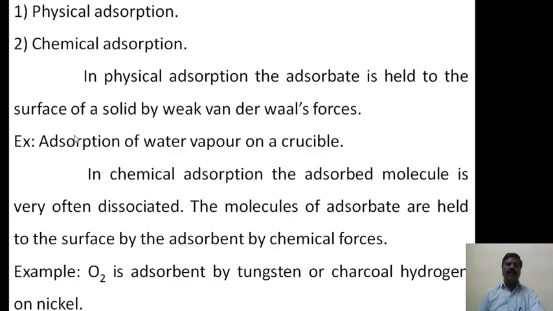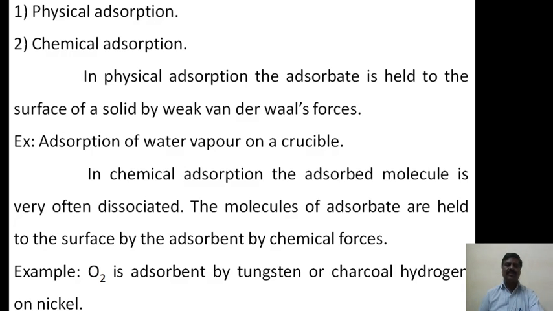Second one is chemical adsorption, in which the adsorbed molecule is very often dissociated. The molecules of the adsorbate are held to the surface of the adsorbent by chemical forces. Therefore, chemical adsorption is simply when chemical forces are responsible for holding the adsorbate and adsorbent together.